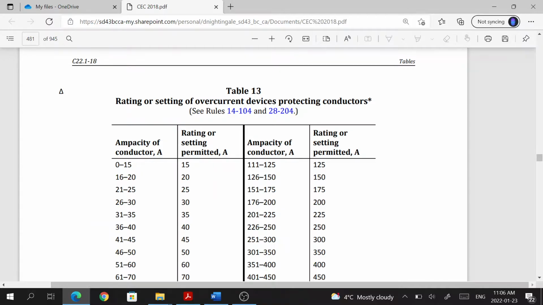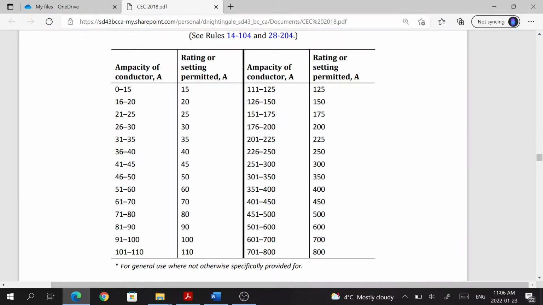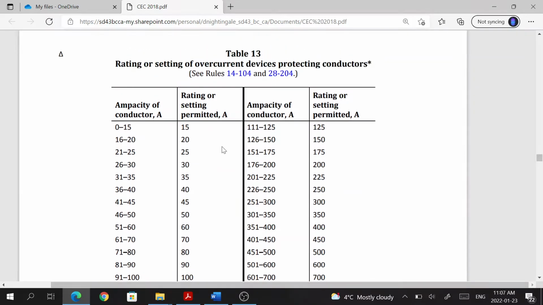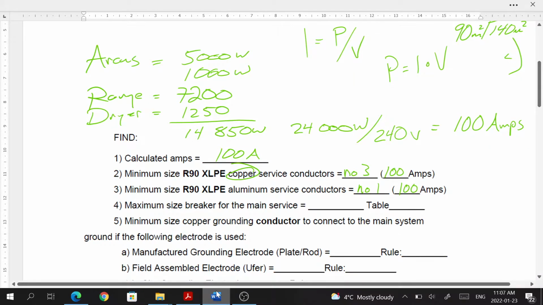And we're looking for the ampacity of the conductor. So if you remember, the ampacity of both number 3 and number 1 aluminum and copper respectively was 100. So we need a rating or setting permitted for our overcurrent device, our breaker, at 100 as well. So let's fill that in. We're going to have a 100 amp breaker, and that was found at Table 13.